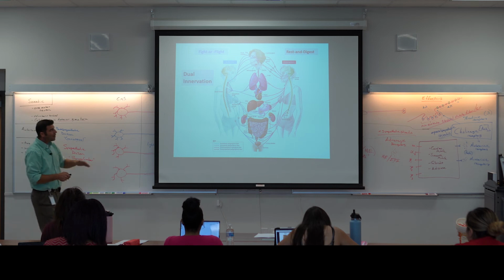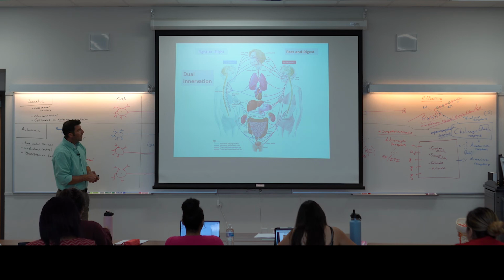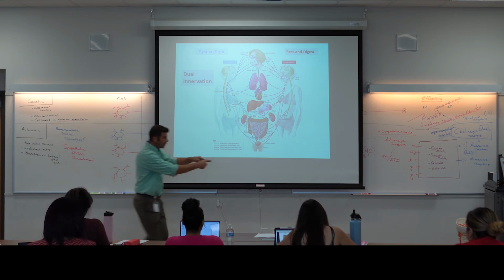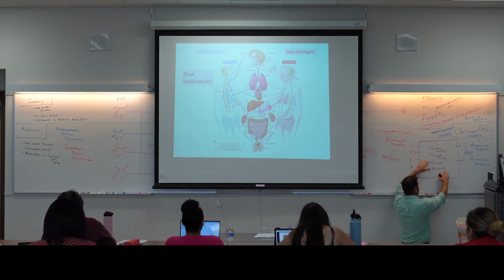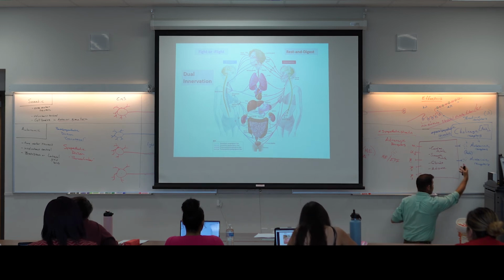What I like about this picture is that it shows the organs in the middle. These are, we can see smooth muscle, we can see cardiac muscle, we can see digestive glands. These organs are all dually innervated. So this is the dual innervation that I was trying to draw, that you've got the same group of organs being controlled at the same time by sympathetic signals as well as these parasympathetic signals.